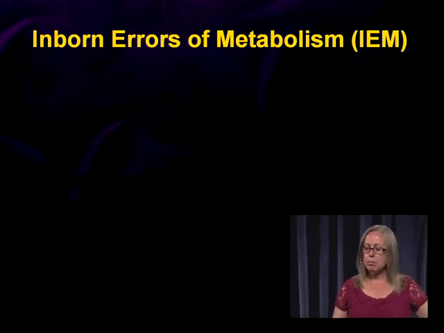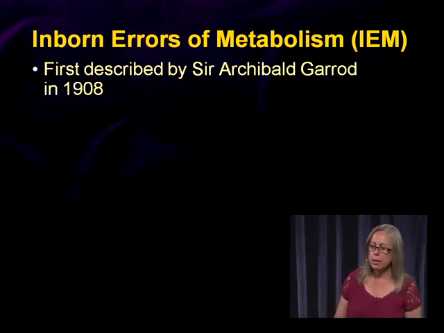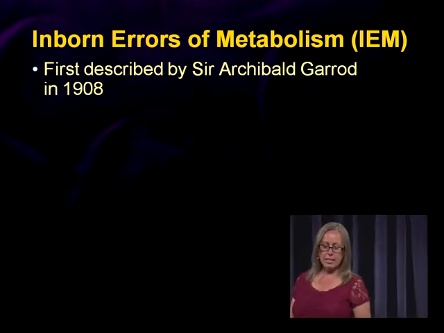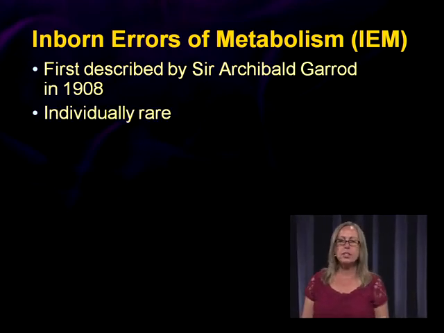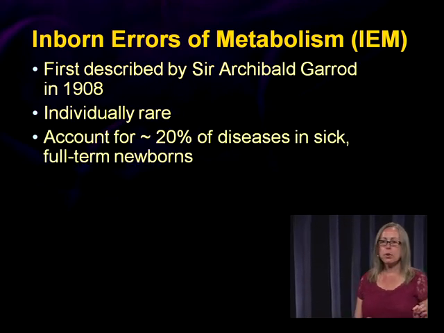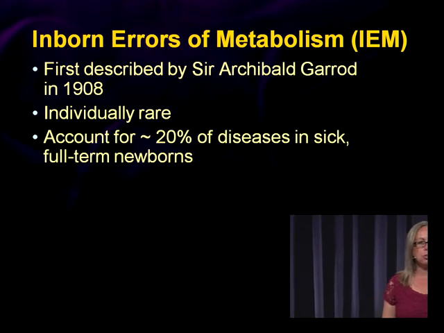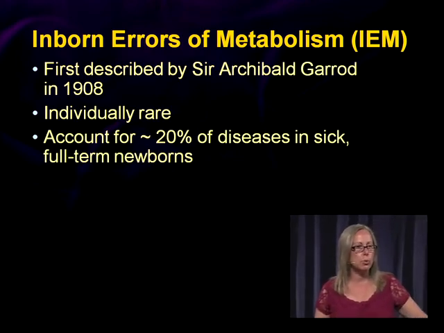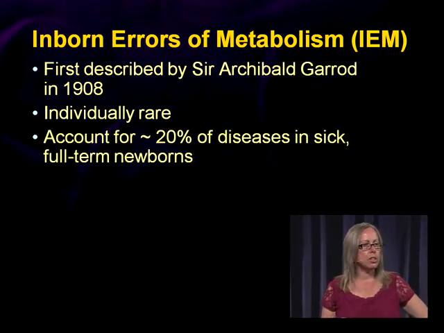All right, so inborn errors of metabolism were first described by Sir Archibald Garrod in 1908. Individually, they are rare. However, they account for about 20% of diseases in sick, full-term newborns. So when you get that sick newborn, this is one of the things that you should be thinking about. The first three things you should think about are what? Sepsis, sepsis, and sepsis. Okay, but you also have to remember that inborn errors of metabolism can present and look exactly the same way, so don't forget about them.